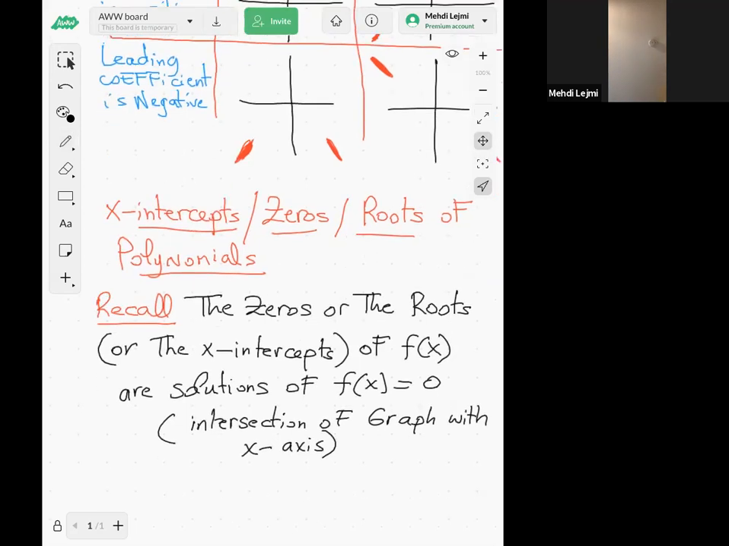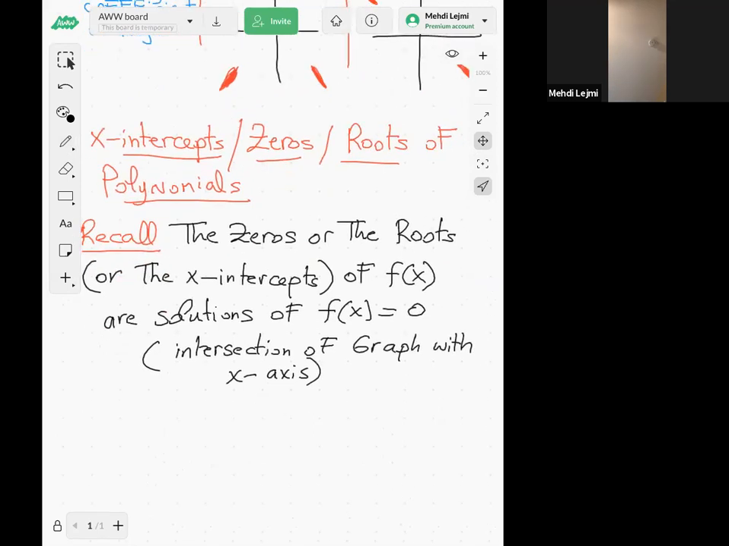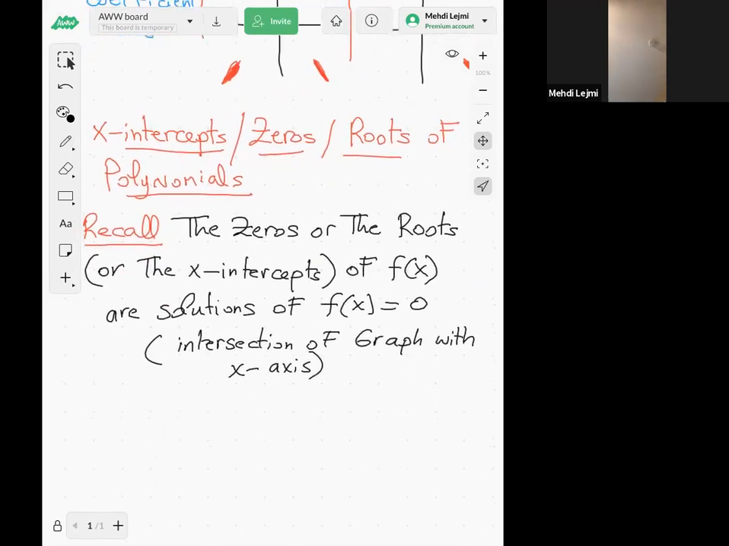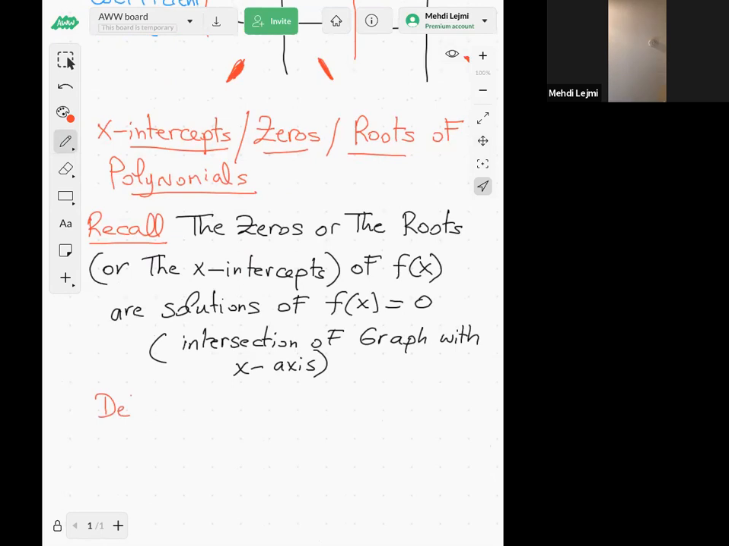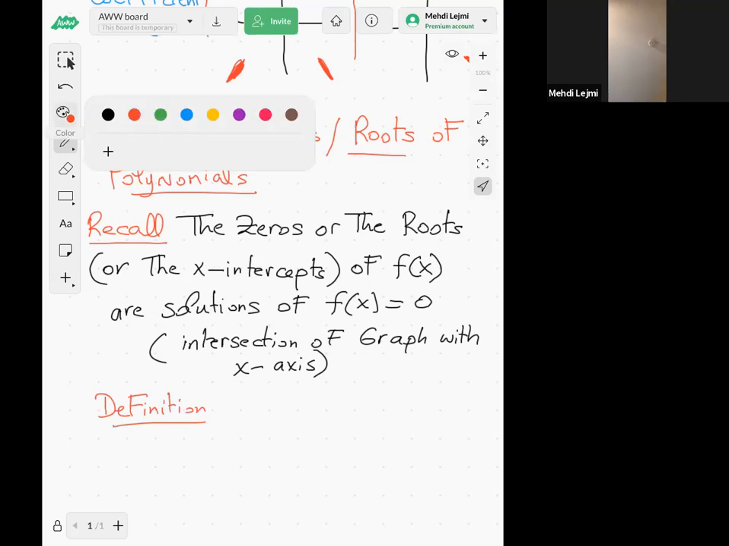Now we're going to distinguish between the different kinds of roots or zeros. There is a notion of what we call the multiplicity of a root or a zero or x-intercept. So, definition: the multiplicity of a root or a zero or x-intercept is just the number of times the zero or the root is a solution of f of x equal to 0.